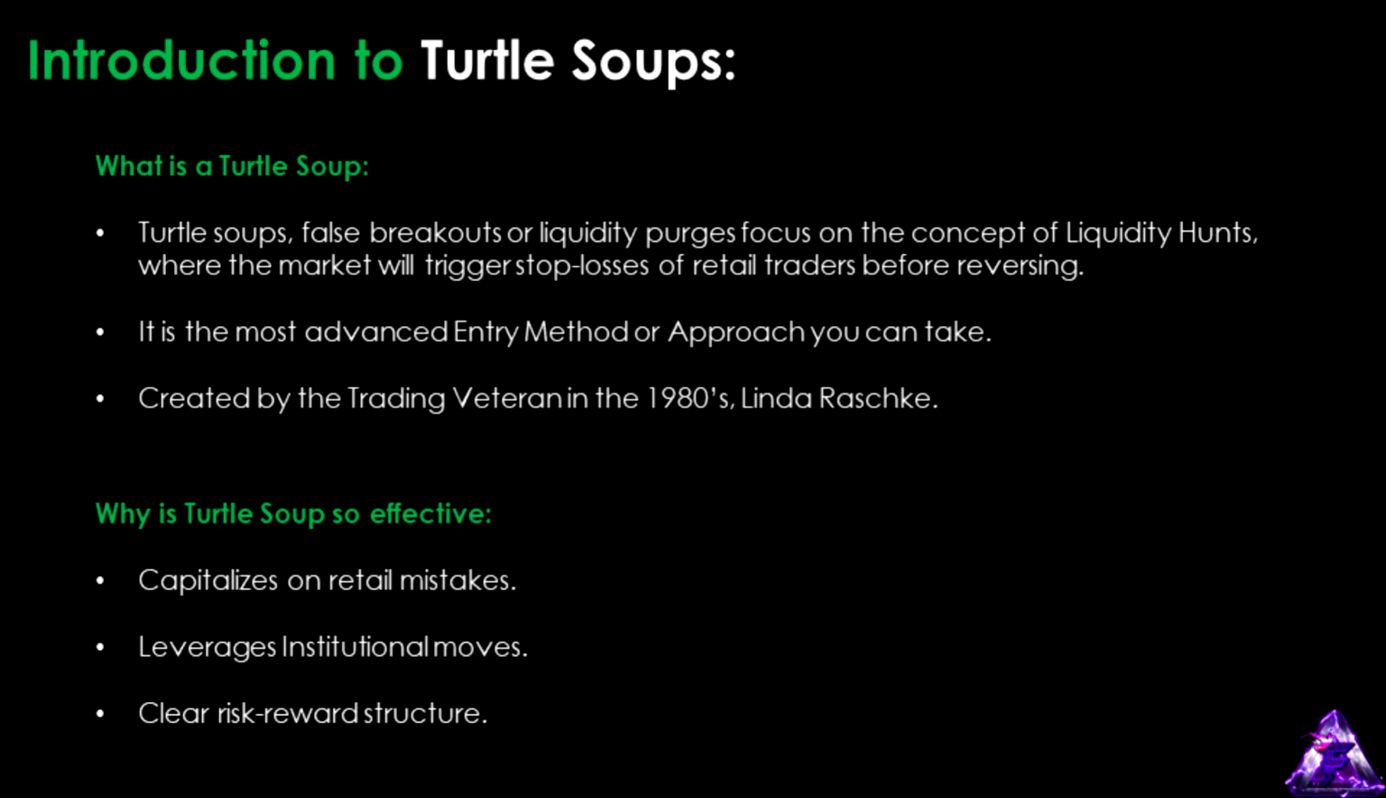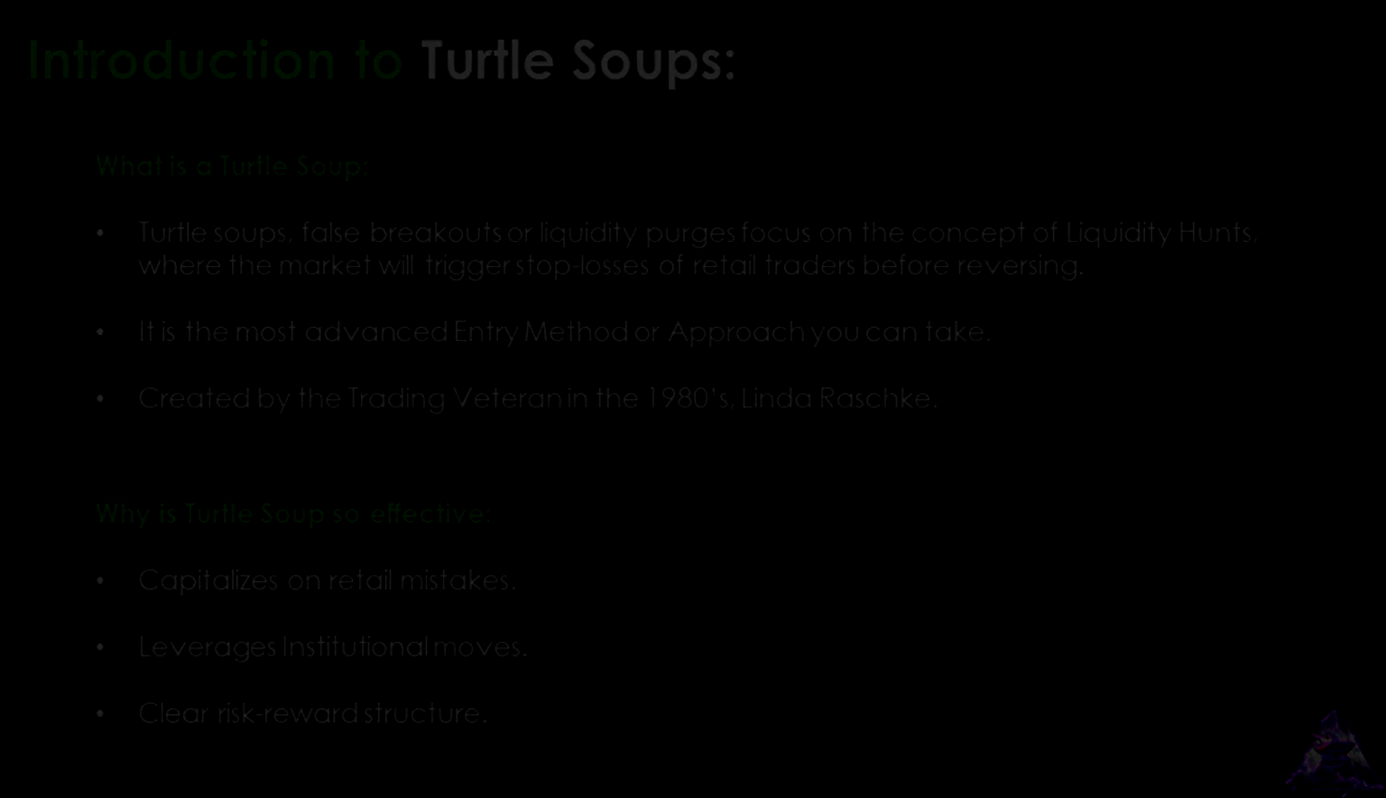Finally, turtle soup provides a clear risk to reward structure. Compared to other methods, it offers a high risk to reward ratio. The stop loss is placed just beyond the liquidity purge at a protected zone, while the target aligns with the next logical liquidity zone or mean reversion point. This clarity allows you to manage risk effectively while also maximizing your potential rewards.